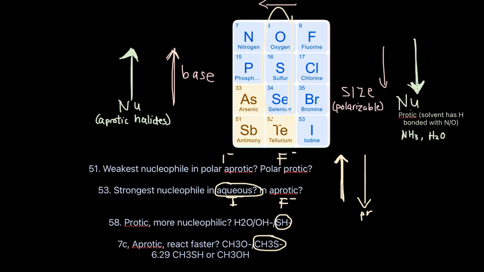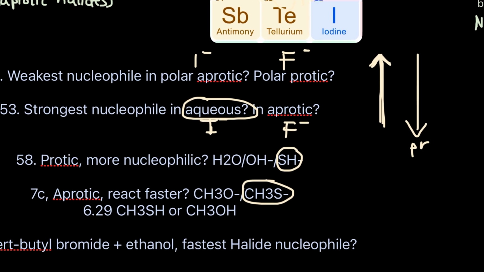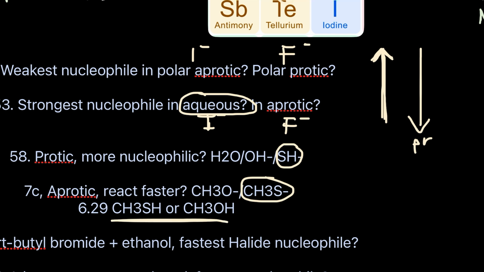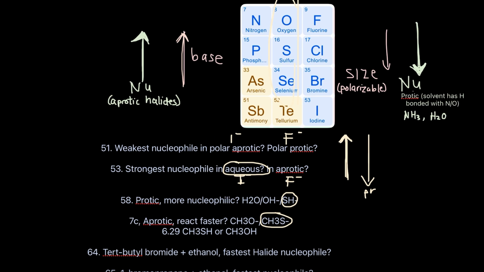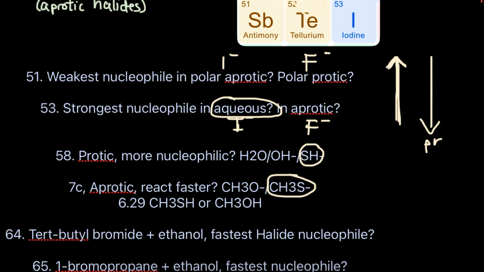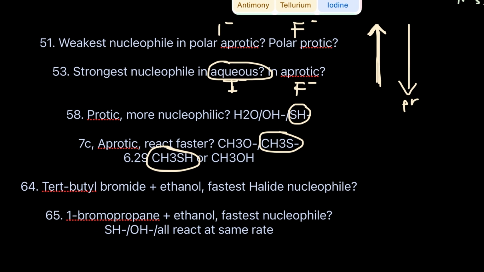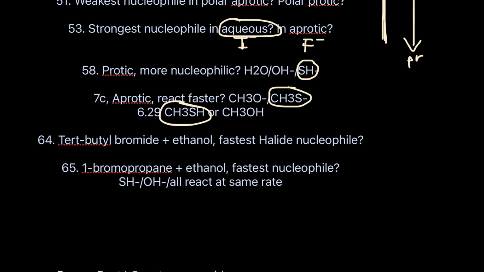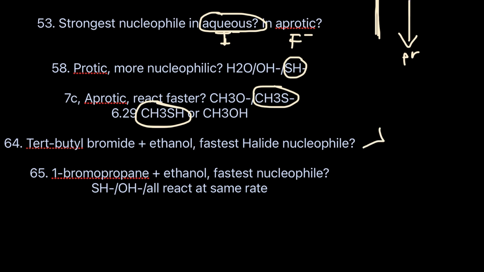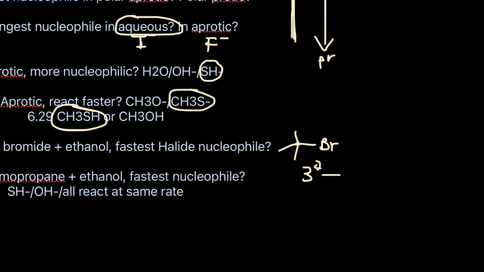So now we're talking about the size and the polarizability, okay? So likewise, there's another textbook question who asks which one is a better nucleophile in an SN2 reaction. In an SN2 reaction, that's aprotic, and the answer is still S. Okay. Now, 64. Tert butylbromide reacts with ethanol. This is tertiary, so this must be an SN1 reaction.